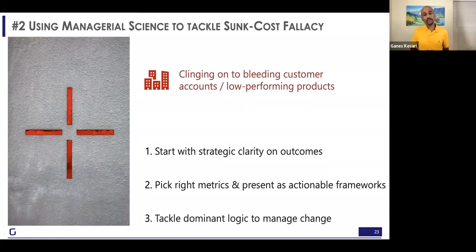And that's where the third point comes in. How do you tackle dominant logic, or in other words, business as usual, how you've operated all along for managing change? Here again, the role of the startup founder or the leader is very important. First, they'll have to understand what's happening here, what's at play, and then convince their teams and empower them to make these decisions, letting go of some customers, some revenue, because it's not aligning with the organization's growth path. That's how you use managerial science to tackle the sunk cost fallacy.